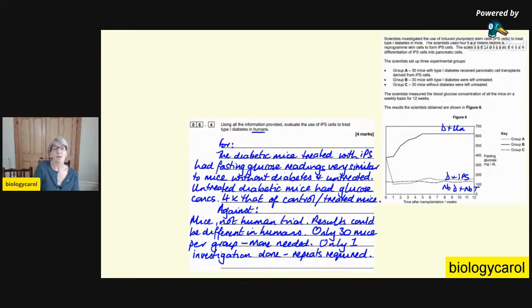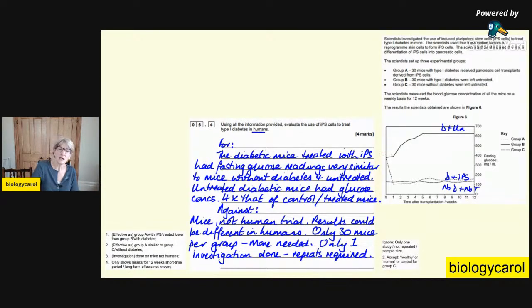So against, this was done in mice, not humans. Results could be different in humans. And then I go on to critique the experiment, because to be honest, the data is saying, hey, use iPS. There isn't really anything against the argument. There isn't anything against it in the data. So now I'm critiquing. Only 30 mice per group, more needed. Only 1 investigation seems to be done. They haven't said it was repeated, so don't assume that it was. So there are my standard answers.